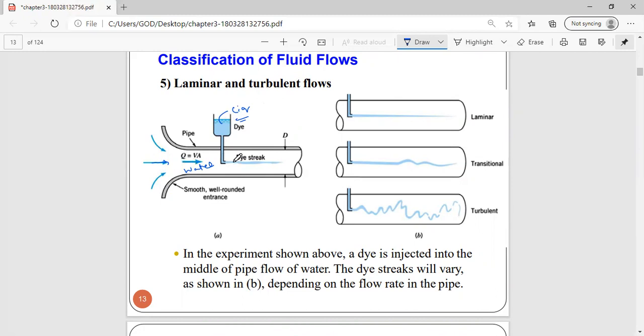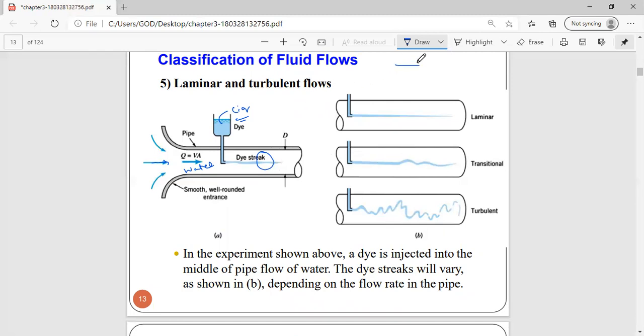When you are sending this water, if the outstream is looking like this, then we call it laminar. If it is looking like this, transition. If it is looking like this, turbulent. By seeing, we can't say for sure. For that, we have an experiment, and we'll discuss that in the lab also. But I'll discuss some more detail about this.